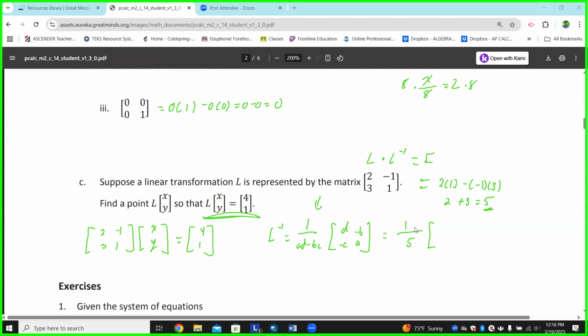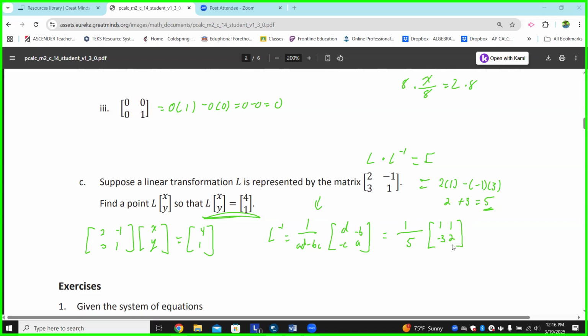All right, so I'm going to switch my A and my D now. So this is going to become a 1 and a 2. Change the sign of that B and C. So now this becomes a 1 and a -3. We good with this? Now I'm going to save us some work.